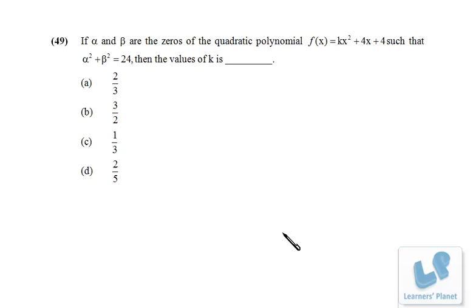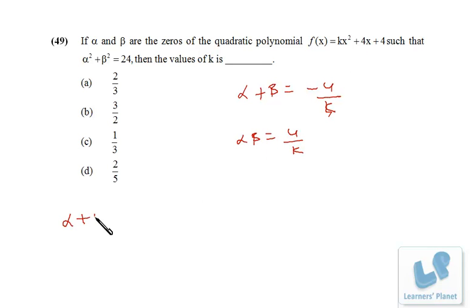Now in this question, alpha and beta are zeros of this quadratic polynomial and alpha square plus beta square is 24, that's given. We have to find out the value of k. Now what will be alpha plus beta? In this case it will be coefficient of x by coefficient of x square in negative, right? So it's minus 4 by k. Similarly, alpha beta will be equal to constant term by coefficient of x square, that's 4 by k. Right? So we got the values of alpha plus beta and alpha beta.